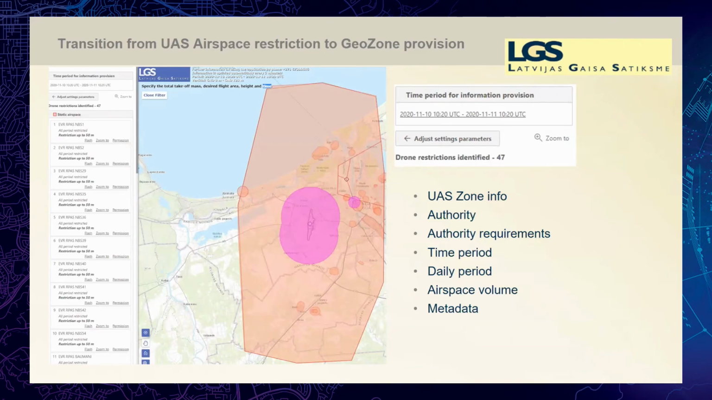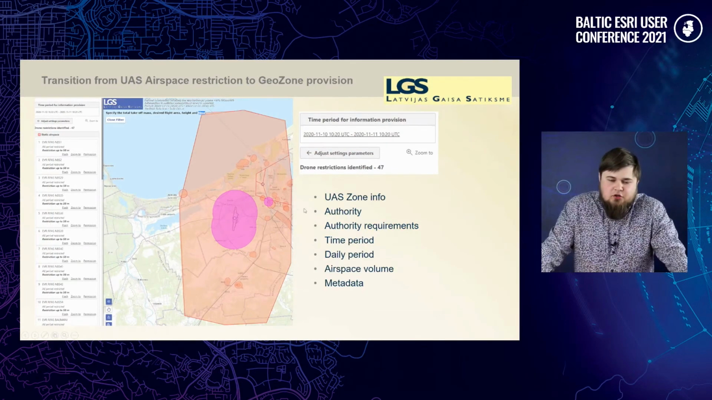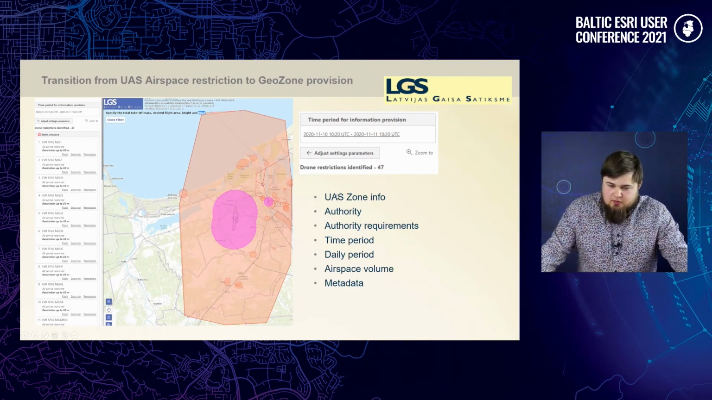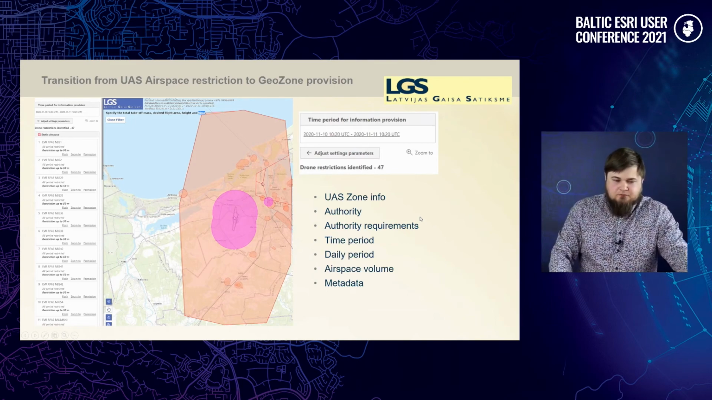So there's an example of how the CTR, this controlled traffic region, looks like around Riga airport. You can fly up to 50 meters in this figure without any permission, except this purple one. And you can see these are basic data which are necessary for this airspace restriction.